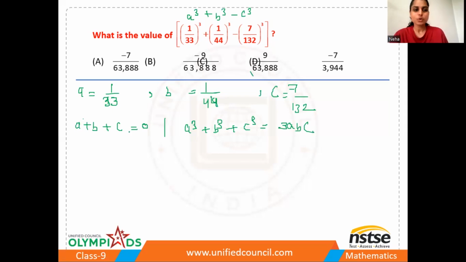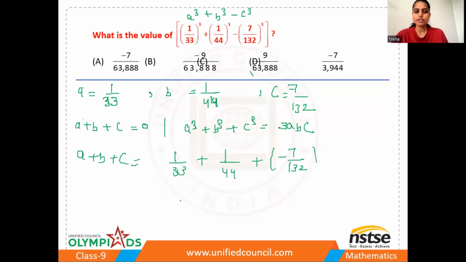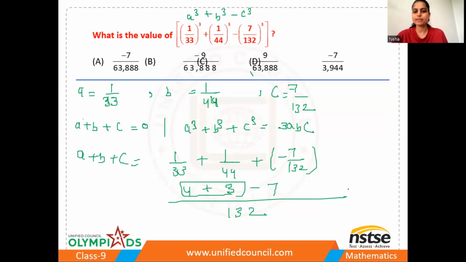Perfect. So here, A plus B plus C is what? Let me check this. This is 1 upon 33 plus 1 upon 44 plus minus 7 upon 132, right? So let me take the LCM. The LCM will be 132, right? So it becomes 4 plus 3 minus 7. So 4 plus 3 is 7, 7 minus 7 is 0. So yes, this is 0.